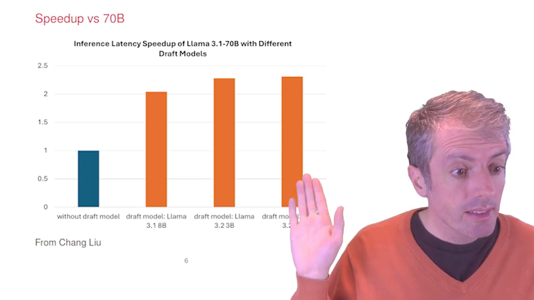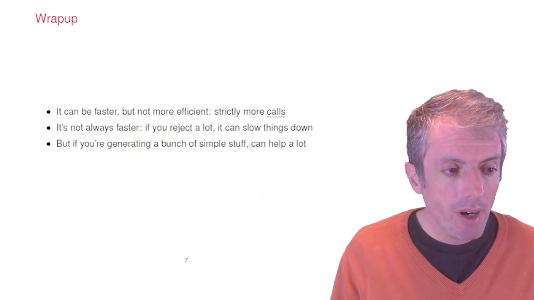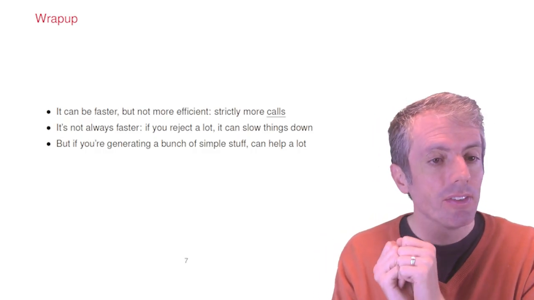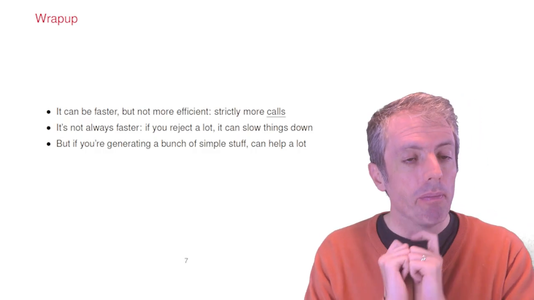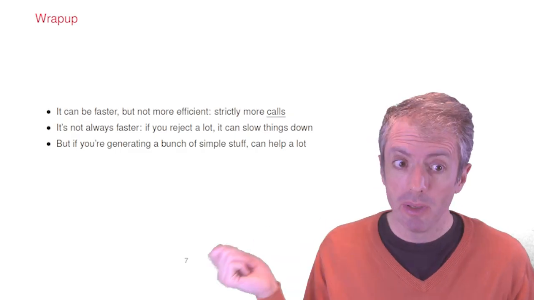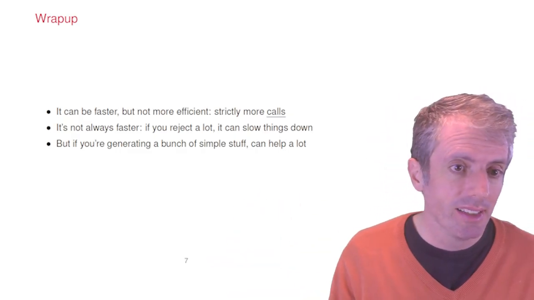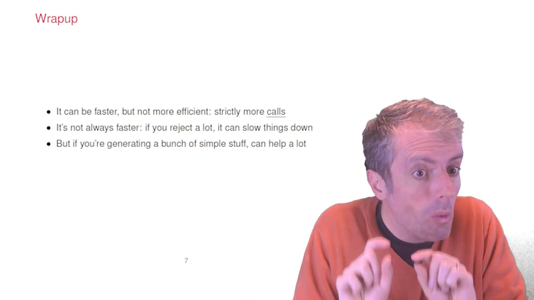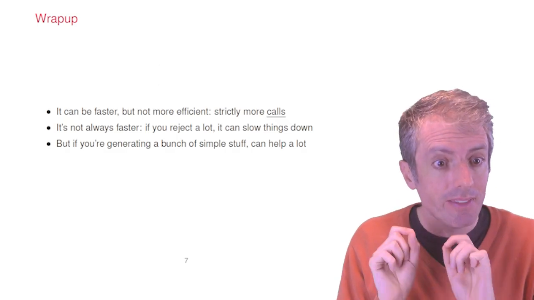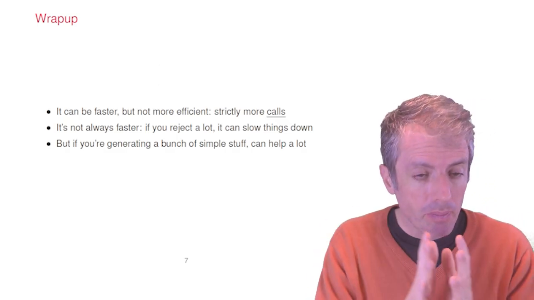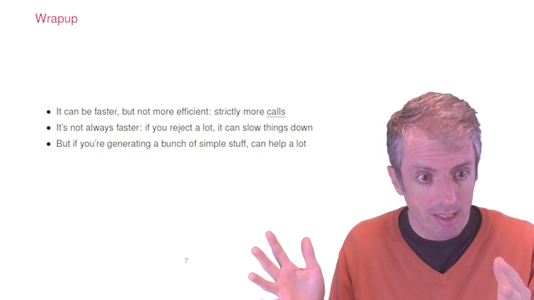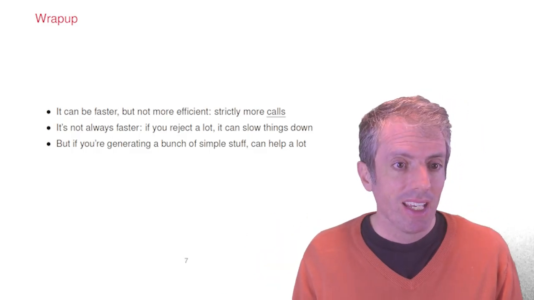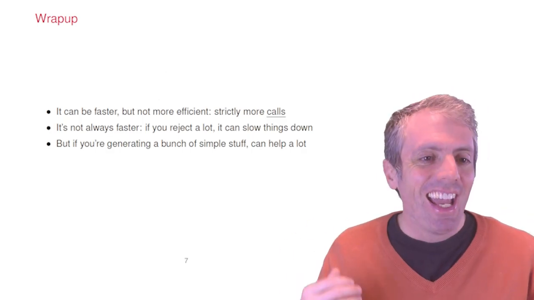And so this is a good case. The problem is that it can be faster, but you're going to have strictly more calls to language models. But because one of your language models is going to be much cheaper, you could end up saving not just time, but also some compute. That being said, it's not always faster. If you're rejecting a lot of the time, you're going to be computing your full conditional probability distribution for both P and Q, and that's not going to save you time or computation.